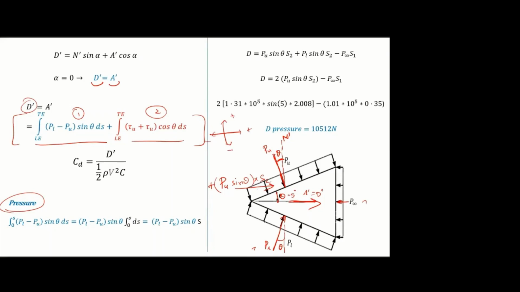Similarly, this one if you resolve horizontally, it will be PL sin theta pressure into area S2. This is also positive. This pressure, if you take, is in the opposite direction, and it is already aligned with A, so no need to resolve it. It is simply minus P infinity into S1. These are all the three components. Is that clear? So Pu sin theta S2, PL sin theta S2, minus P infinity S1.